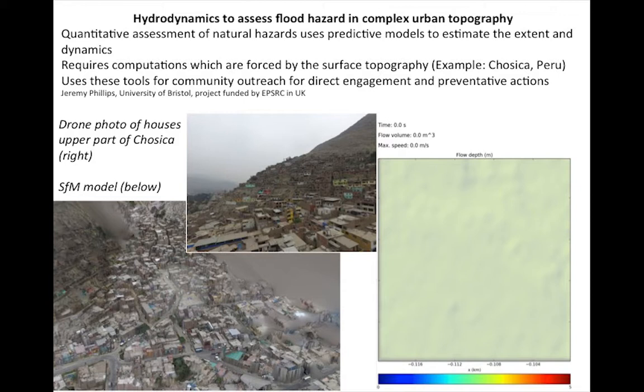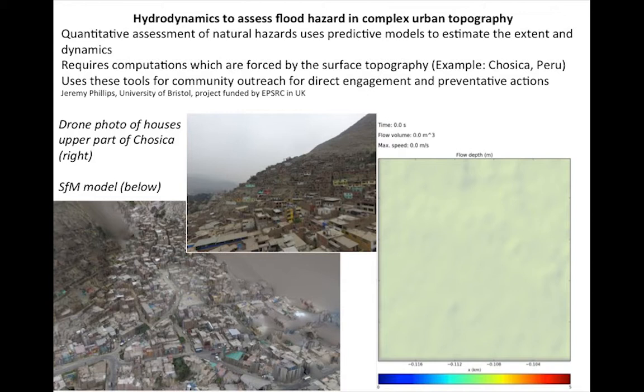So here's an application. That little thing is kind of annoyingly in the way. It says hydrodynamics to assess debris flow hazard in complex urban topography. So this is another colleague, Jeremy Phillips from University of Bristol, who's a volcanologist and experimentalist. And what he was showing, there's a little video that didn't play.